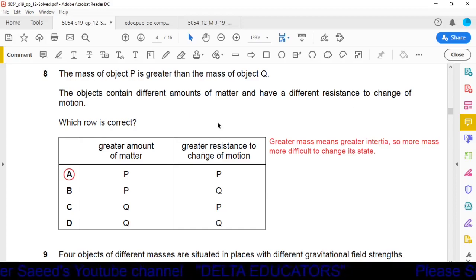Okay, here one thing we have to remember, that greater mass means greater inertia. So more mass, more difficult to change its state. So we can say if mass is greater, then inertia will be more. Now here in object P, amount of matter or mass is greater. So we can say inertia in P will also be greater than the object Q. So our correct option is option A. Greater amount of matter in object P, greater resistance to change in motion also in P.